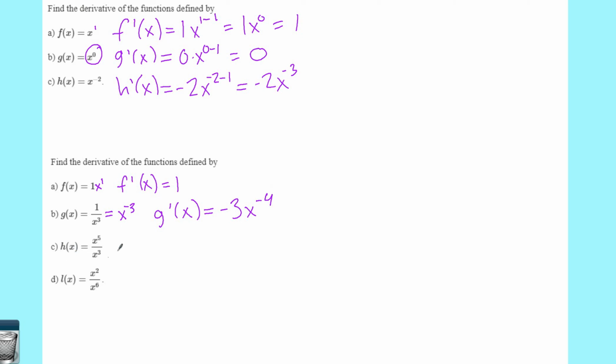Alright, part C. Another way of writing x to the 5th over x cubed, we can simplify that and say x squared. So the derivative of that is just 2x. Alright, part D, we can rewrite that and say x to the negative 4, 2 minus 6. So L of x, hate using L, but anyway, is negative 4 times x to the negative 5. Okay?